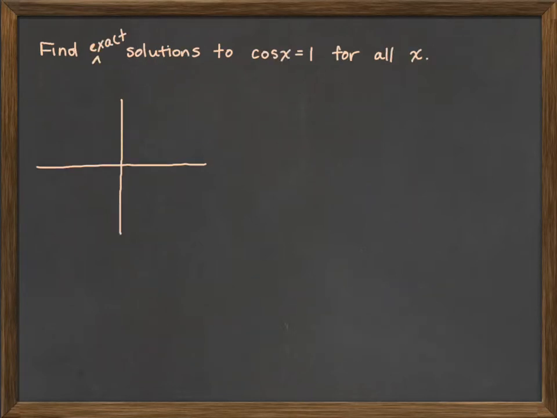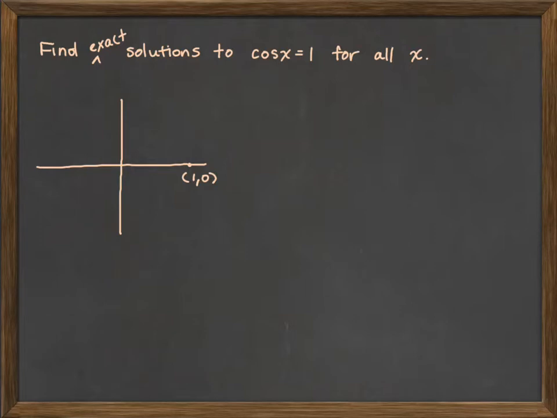So next example, we want to find the exact solutions to cosine of x equals 1 for all x. So, we're looking for the angles where the cosine is 1. So that's going to be here at 0, or 2 pi, and then that's it. There's no other places where the cosine of x equals 1.